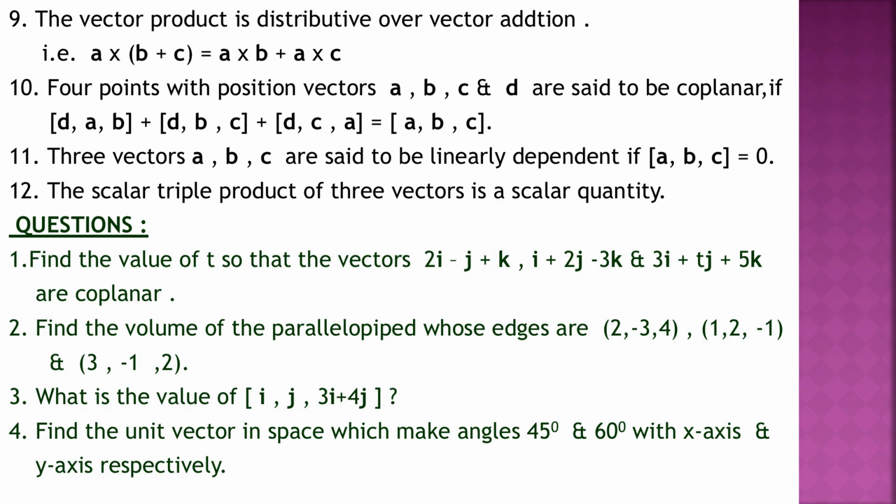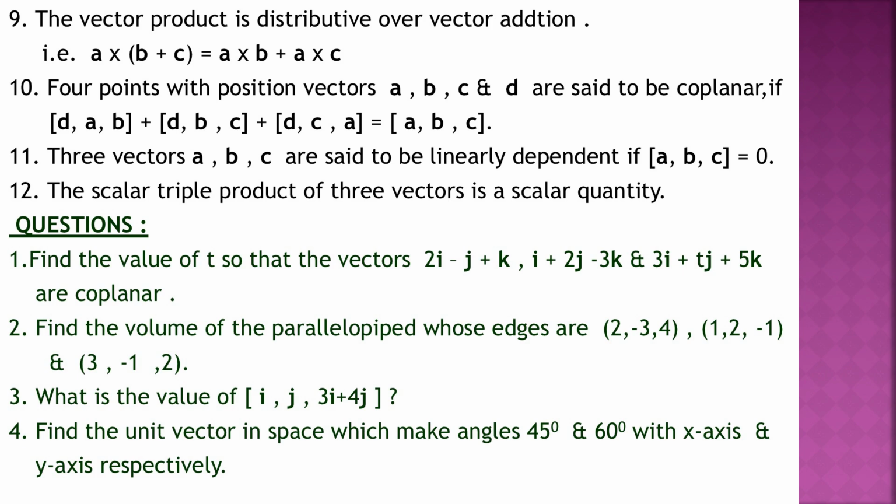Similarly, four points with position vectors A, B, C and D are said to be coplanar. Then we can say the scalar triple products [D A B] plus [D B C] plus [D C A] is equal to the scalar triple product [A B C]. Similarly, another concept is linear dependence. You have not studied this in plus 2, but you will study it again at the graduation level.